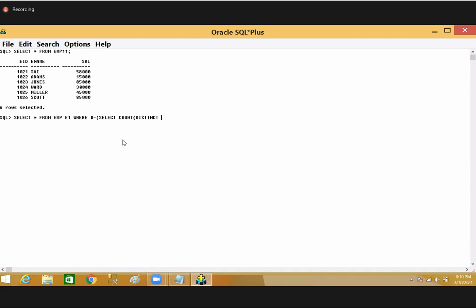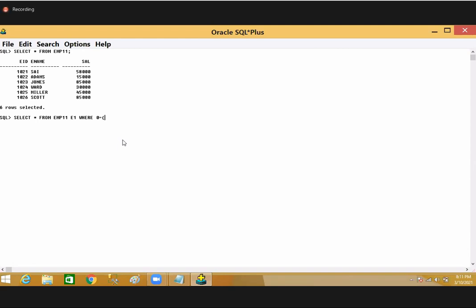Yes, to eliminating duplicate values, otherwise to remove your duplicate values. Okay, and now the column is what? Salary column. Sorry, here from the EMP 11 table. So EMP 11 E1 alias name, where n minus 1, means 0.